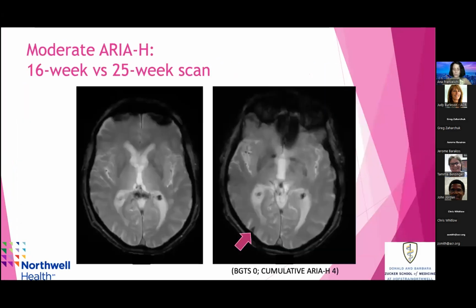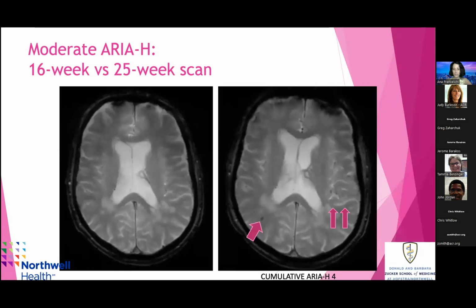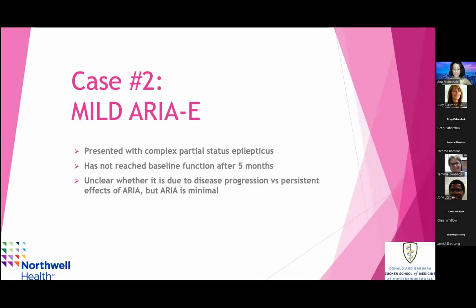And I'm just going to scroll through the GREs a little bit just to get a sense of the distribution of the superficial siderosis and then the microhemorrhages as well. Okay, so the second case had mild ARIA-E.